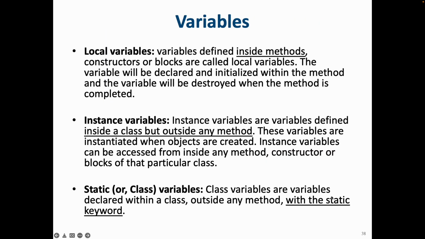The other one is now the variable types. We have three variable types. One of them is local, the other one is instance, and the other one is the static variable. So what are those?